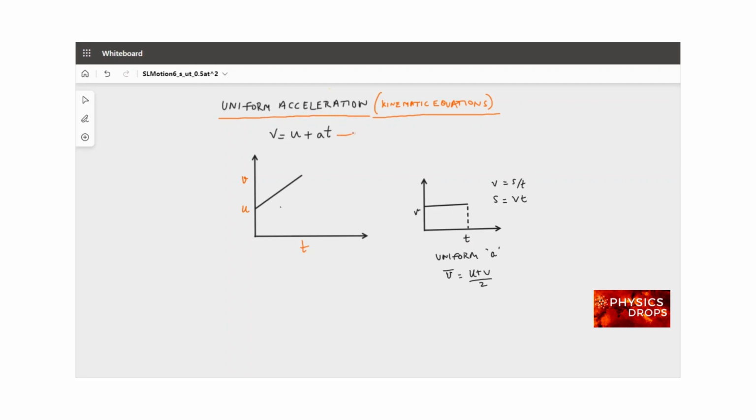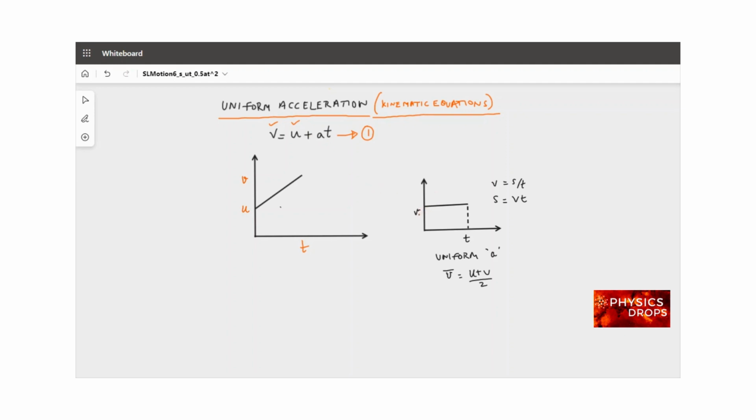We already know one such equation is v equals u plus at, which means the final velocity of an object is the initial velocity u plus whatever it has gained over time t in the form of the velocity added by acceleration. Acceleration adds to the initial velocity over time, and if it's adding for a longer time, then obviously a times t is higher and the initial velocity gets added by a higher quantity to get a bigger final velocity. So this is one equation.